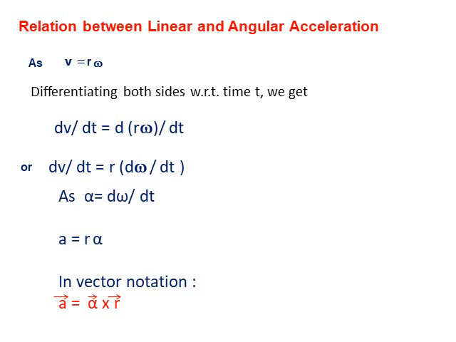And in terms of vector notation, vector a will be equal to vector alpha cross vector r. Or you can say that the linear acceleration is the cross product of the angular acceleration and the radius vector. And the direction we can find out by using the right hand thumb rule, which we will study in detail in rotational motion.